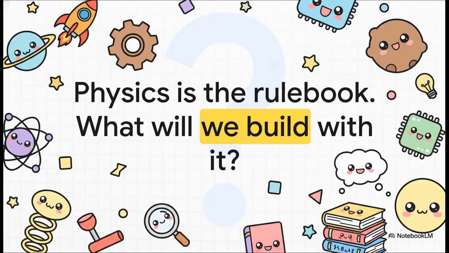So as you can see, from a falling apple to a flying jet, it all comes back to the same core set of rules. Physics isn't just about explaining the world as we see it, it's the toolkit we use to design the world of tomorrow. The rulebook is in our hands now, so the only question left is, what are we going to build with it?